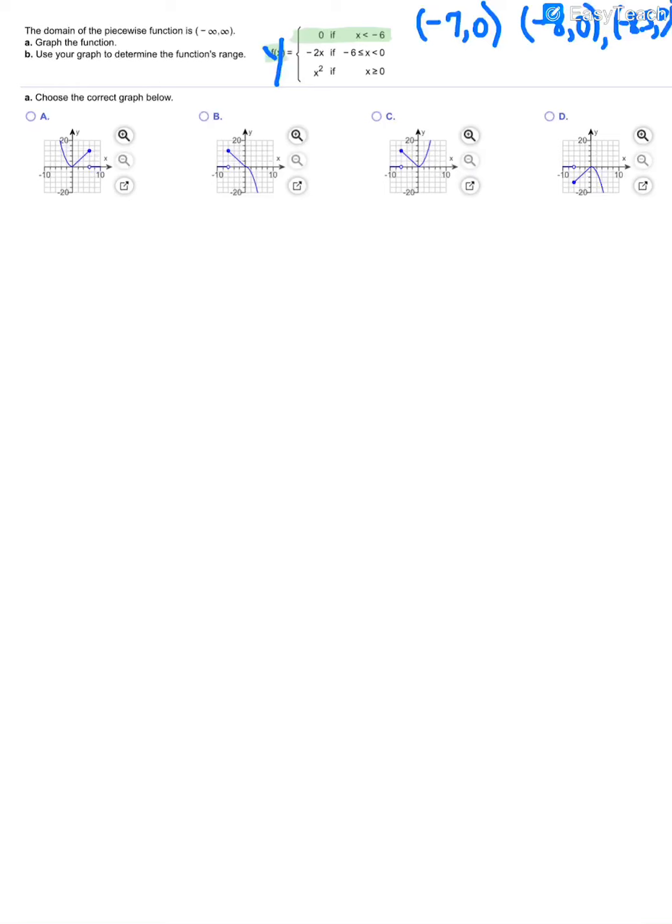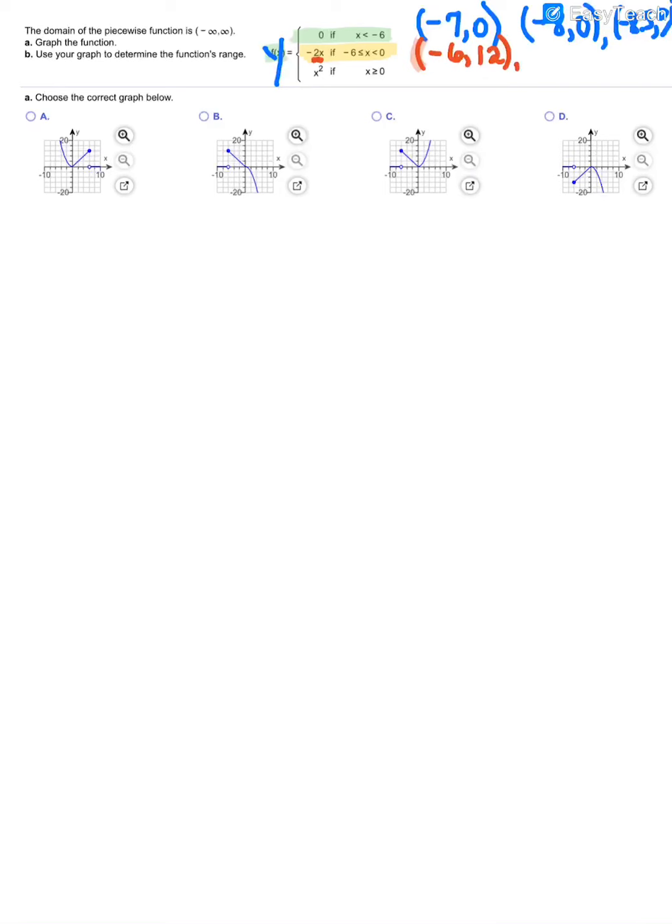Now, on the second part, it is telling me that my y values are going to equal negative 2x if my x is greater than or equal to negative 6, but less than 0. So let's look at a few values there. Let's start with negative 6 since it actually says that my x can equal negative 6. So if x is negative 6 and you plug it into the function, negative 2 times negative 6 would give you positive 12. So that would be a point on that particular piece.